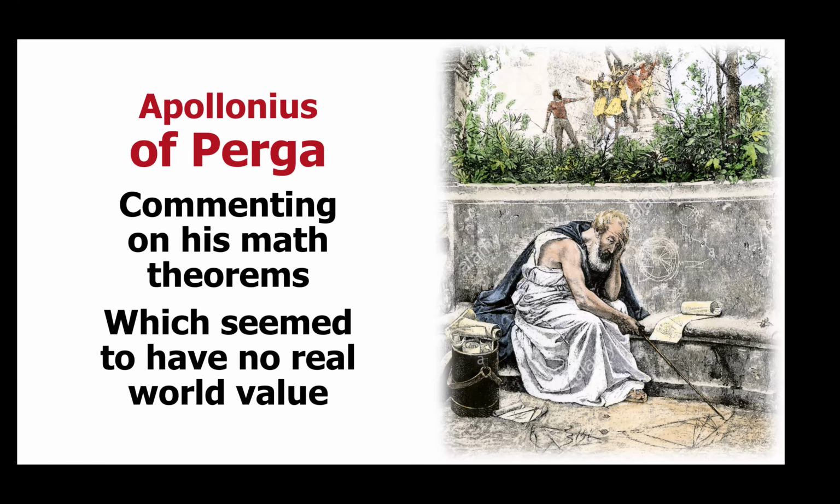he was actually, his book was on conics. If you take a cone, a three-dimensional cone, and slice it at different angles, you get different mathematical forms. And so he was experimenting with that, and other people, I think, were criticizing him because it didn't seem to have any value to do that.